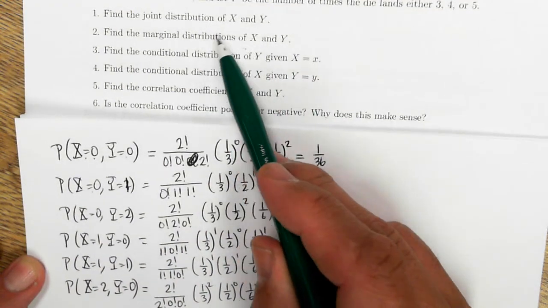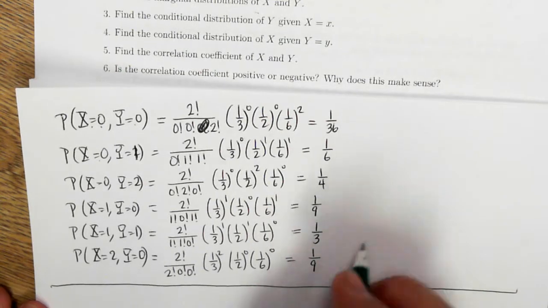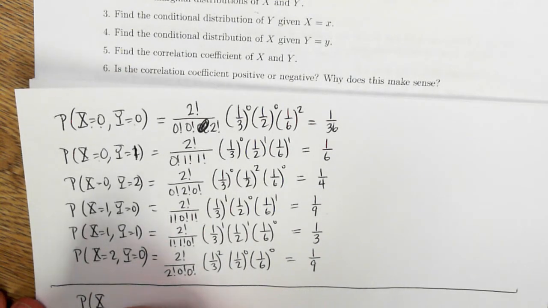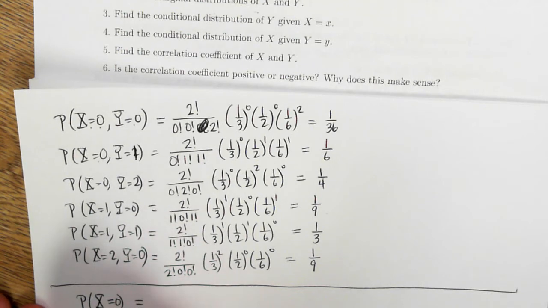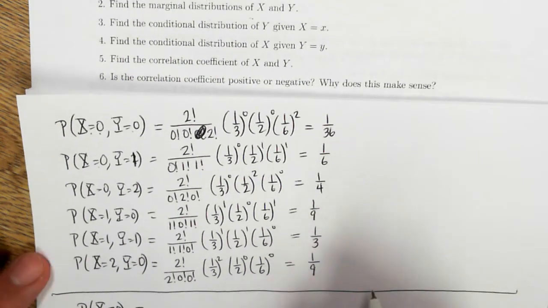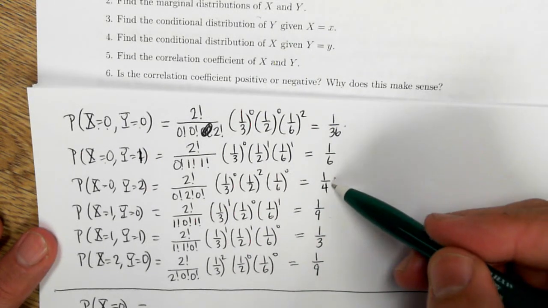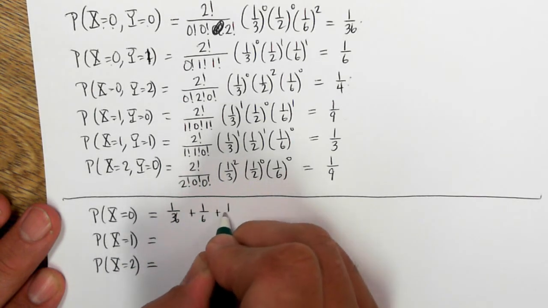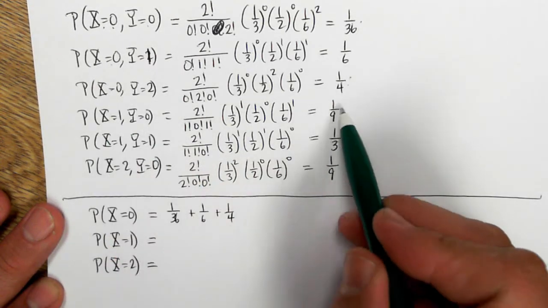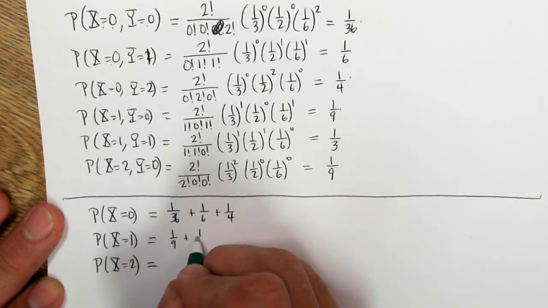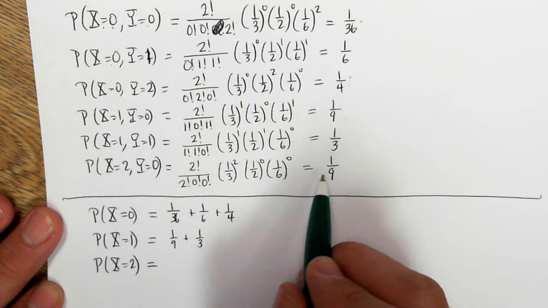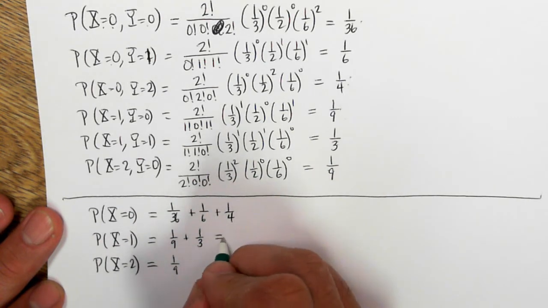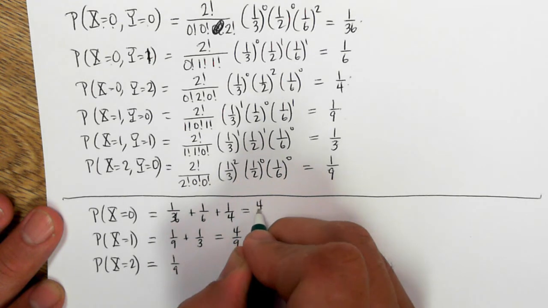Next, let's figure out the marginal distributions of X and Y. First, let me do it the brute force method, and then we'll talk about how this could have been done without brute force. For the marginal distribution for X, there are 3 possibilities. X could be equal to 0, 1, or 2. X equals 0 would be the top 3 possibilities here. So that would be 1 over 36 plus a 6th plus a 4th. X equals 1 would be these middle 2 possibilities, 1/9 plus a 1/3. And X equals 2 would just be the last one, 1/9. And that works out to be 4/9, and this one also works out to be 4/9.